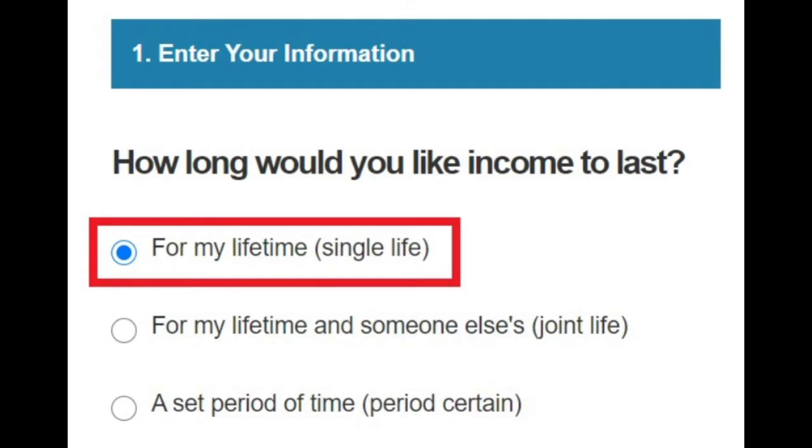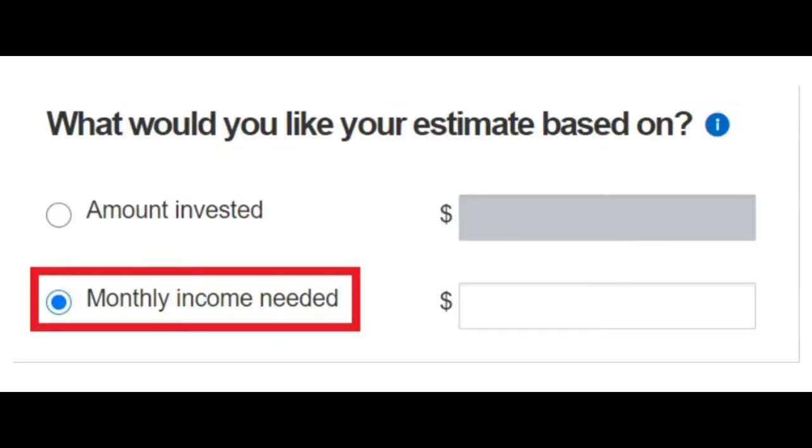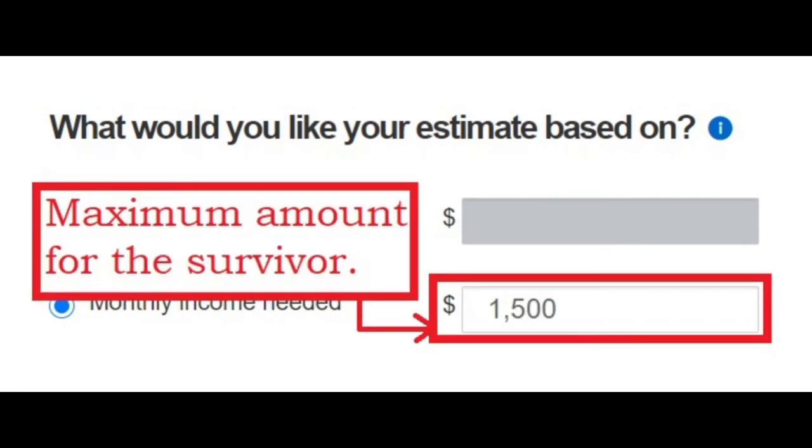I'm going to enter single life on Charles Schwab's immediate annuity calculator. And I'm going to select monthly income needed. And now here's where we need that $1,500 number. Your number obviously is going to be different, but here we're going to put in the maximum that the survivor could possibly get. And on my numbers, it's $1,500 a month.